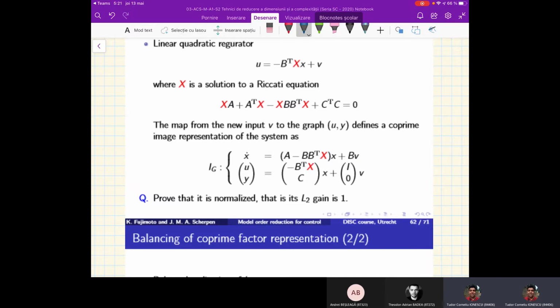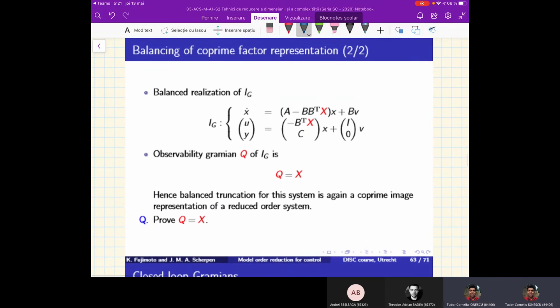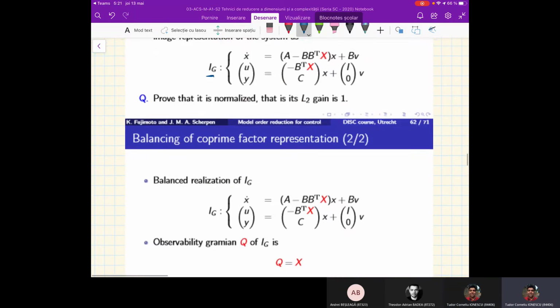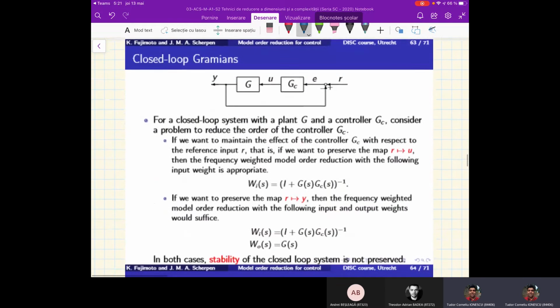When this is normalized, the L2 gain of this is 1. Okay. And then you can do balanced truncation. IG is this one. The observability Gramian of IG is Q, and Q is equal to X. So balanced truncation is again a coprime image representation of the reduced order system.